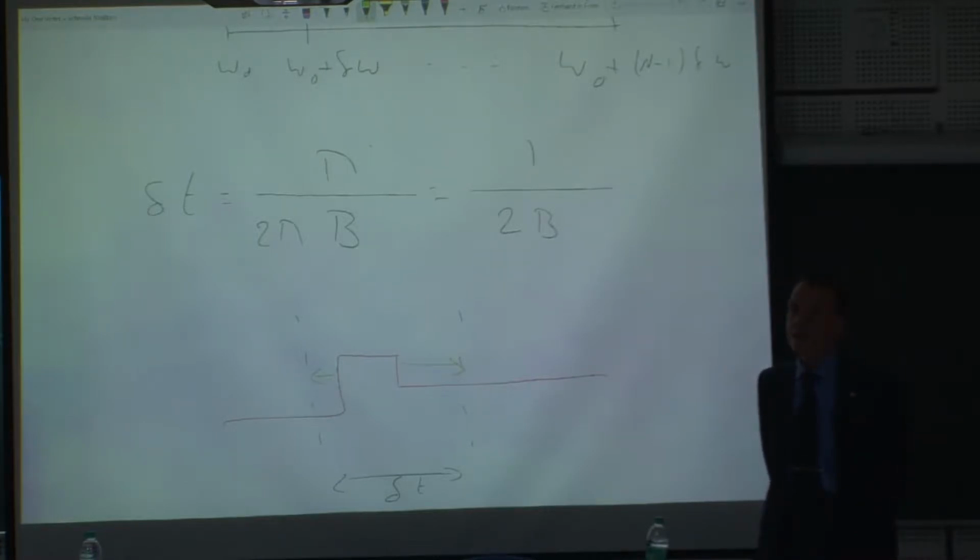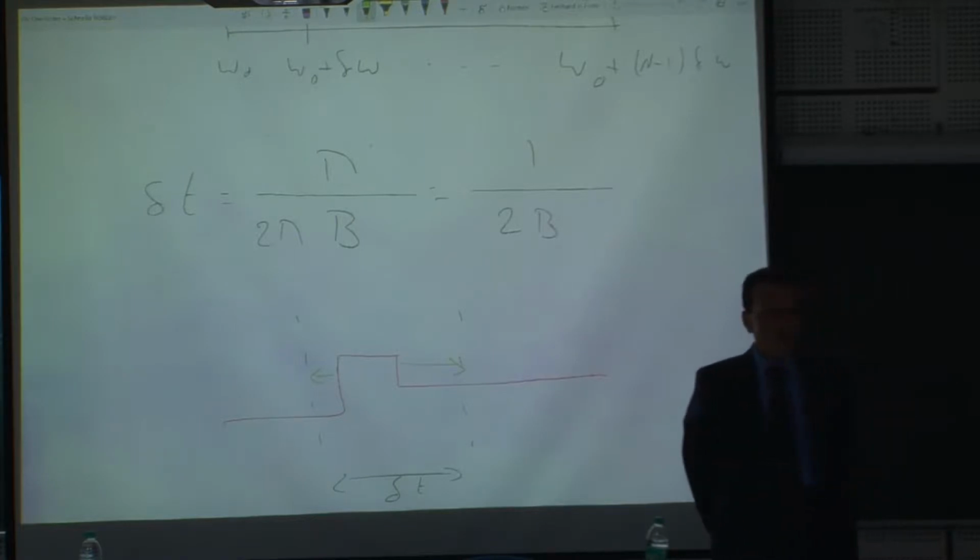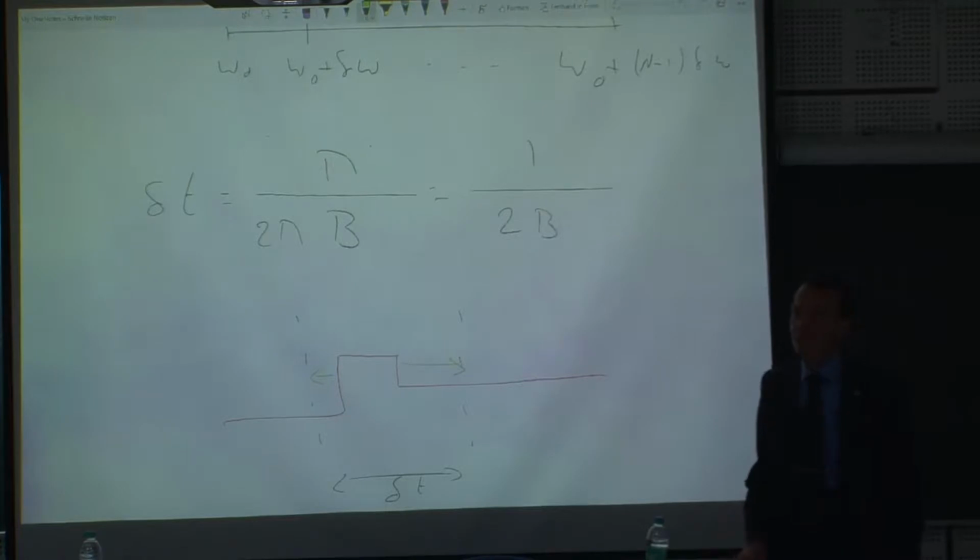Physical equipment doesn't have unlimited bandwidth. Even if you have a signal generator capable of covering 10 giga, you may think, okay, I have 10 giga bandwidth, so I will start my measurements from 1 giga to 11 giga. Now I can calculate the resolution. The resolution in time is delta t, which is equal to 1 over twice B.